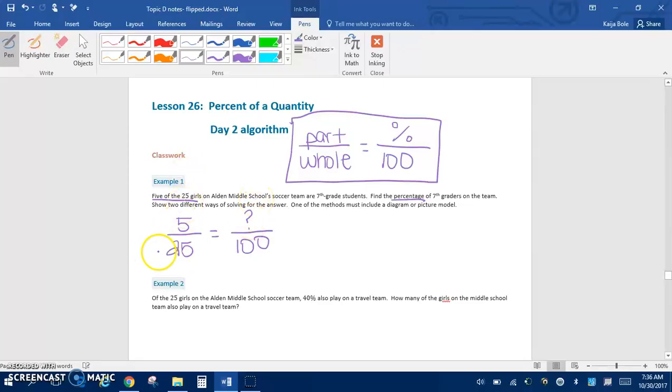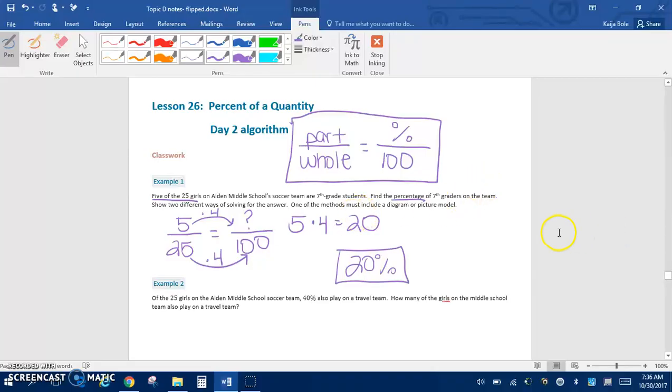So now it's the same idea as what we've been doing. How do we get from 25 to 100? We know we multiply by 4, so we're going to do the same thing on the top. We know 5 times 4 equals 20. So to answer the question, 20% is our answer.